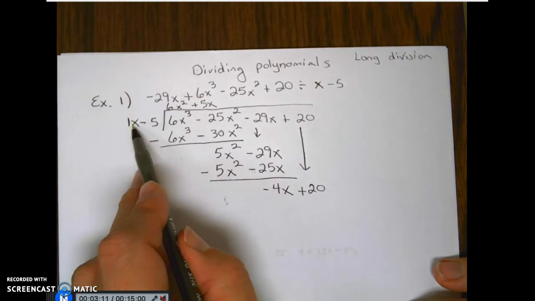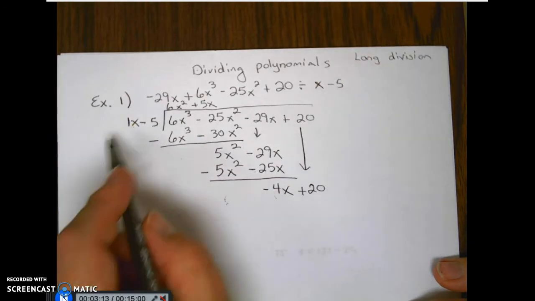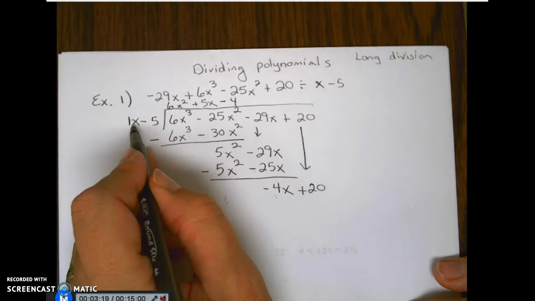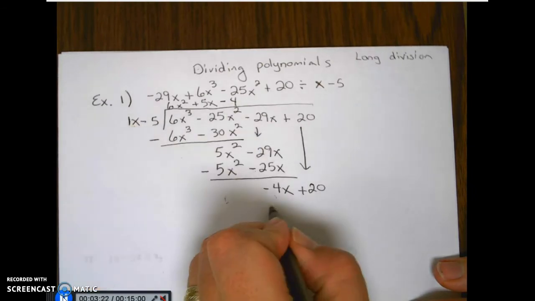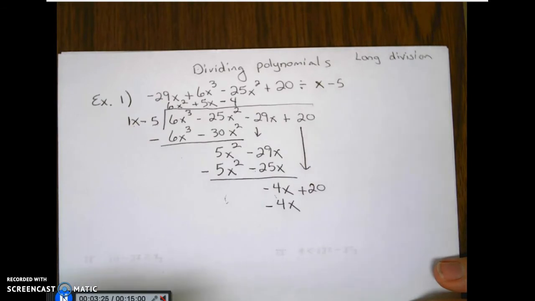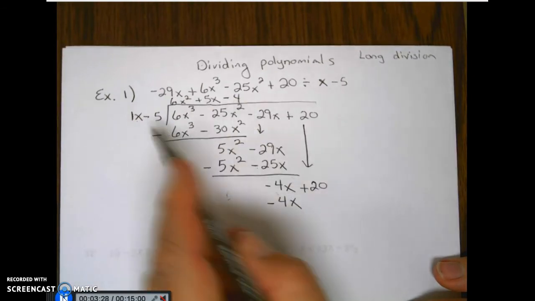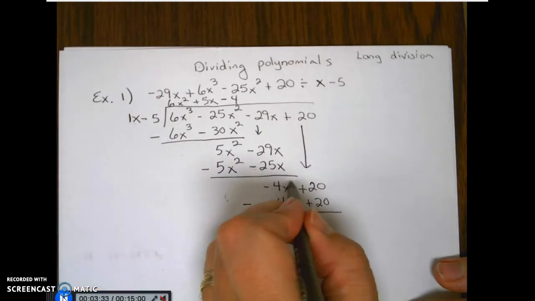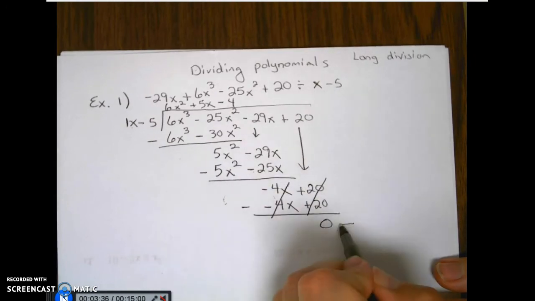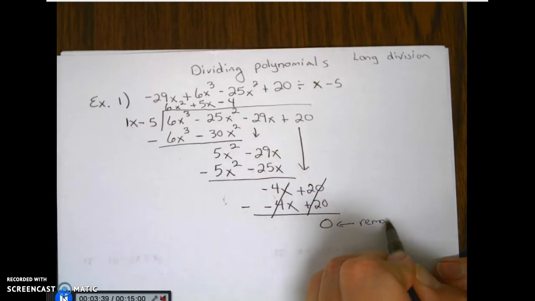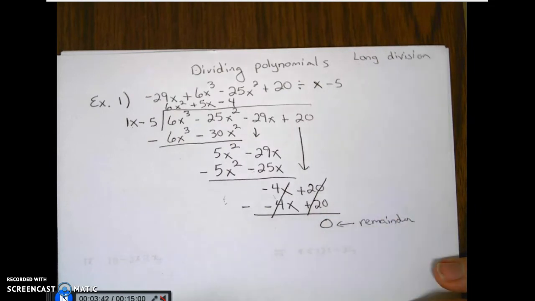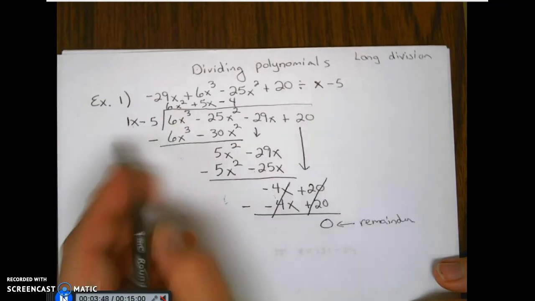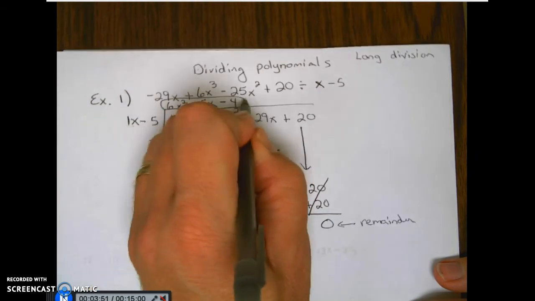So 1x times what is negative 4x? So 1 times negative 4 is negative 4. And so negative 4 times 1x is negative 4x. Negative 4 times negative 5 is positive 20. We subtract, and this gives us 0, this gives us 0, so this is our remainder, which there is no remainder. So this polynomial divided by this polynomial is this polynomial. This is your answer.